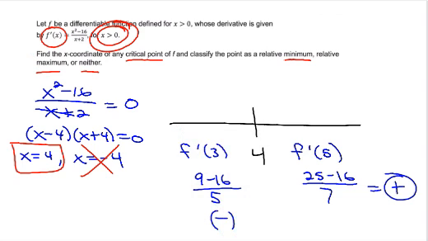At this value, because we're changing from a negative to a positive, then this has to be a local or a relative minimum. Again, because of the sign change.